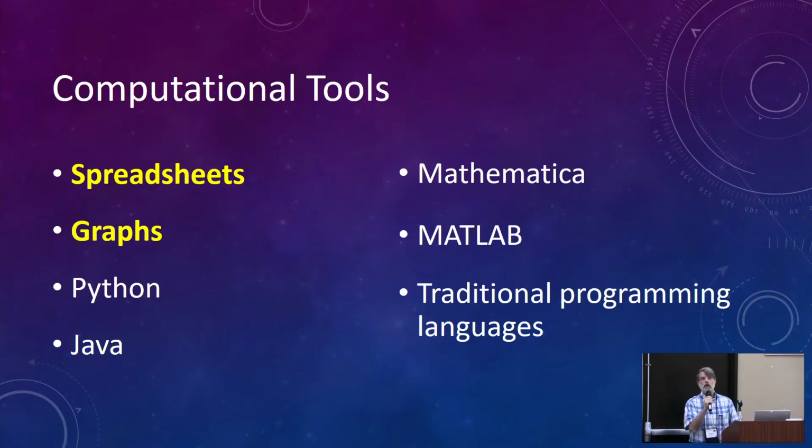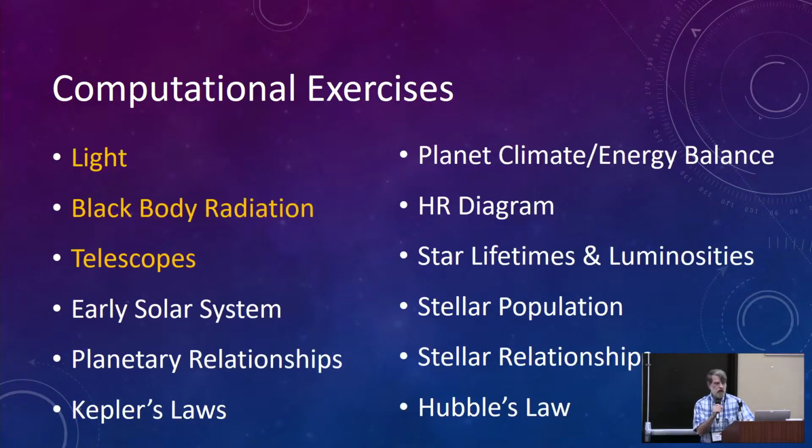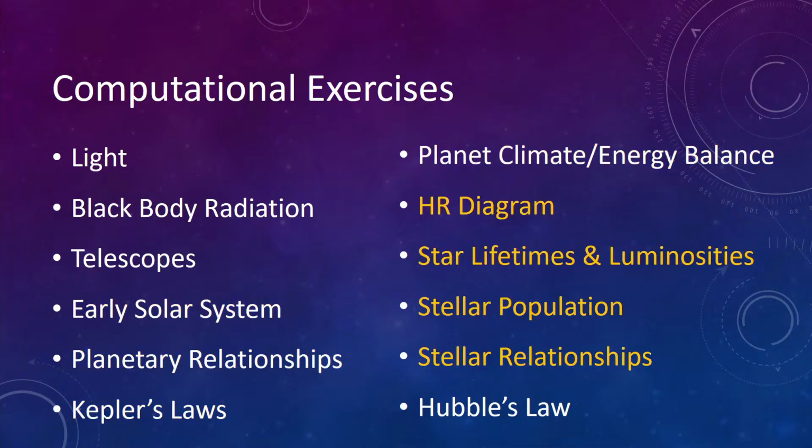Now, I had to do all of the computational exercises myself. There were no pre-written computational exercises, and I created a group based on light and electromagnetic radiation and instruments, another group based on the solar system, planetary characteristics, things like that, Kepler's law, and another group based on stars, Hertzsprung-Russell diagram, mass-luminosity relationship, those sorts of things, and a group of activities based on cosmology, like Hubble's law. So, examples of some of this stuff.